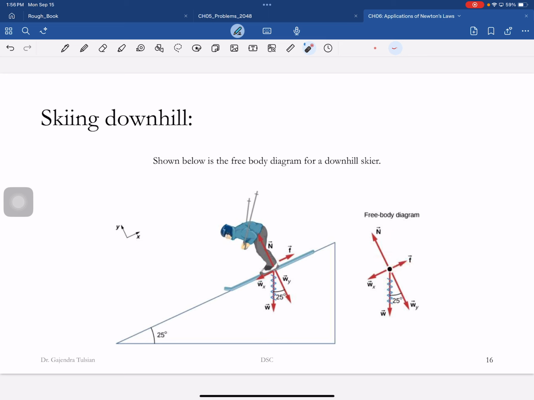Okay. So for instance, if he was skiing down a vertical wall, again, the normal force would be 0 and the friction force would be 0. But that he would be free falling. Okay.